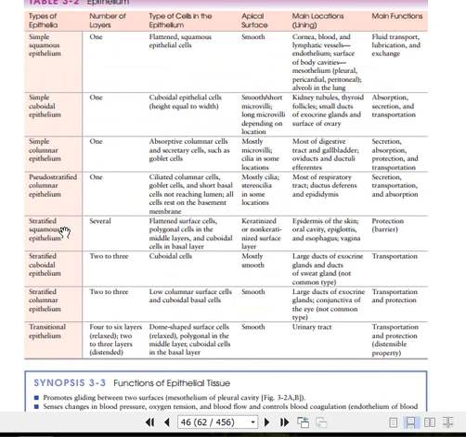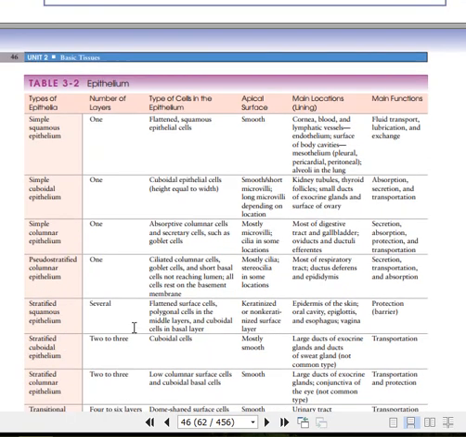And for stratified squamous, you have several layers, meaning it can be 6, 7, or 8, there are several layers. But for stratified cuboidal, it is usually 2 to 3. For stratified columnar, usually 2 to 3. And for transitional epithelium, it is 4 to 6 layers.